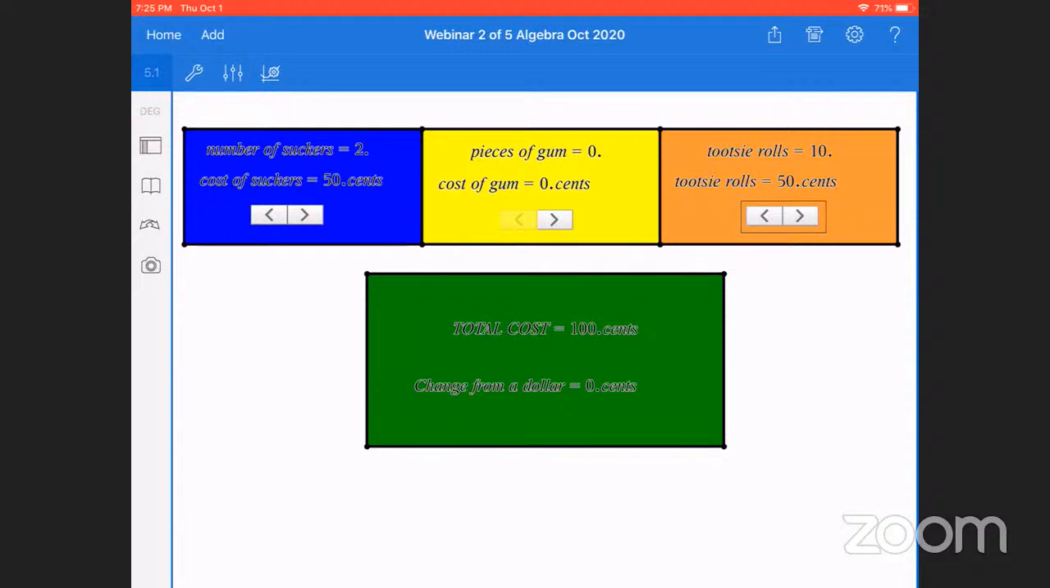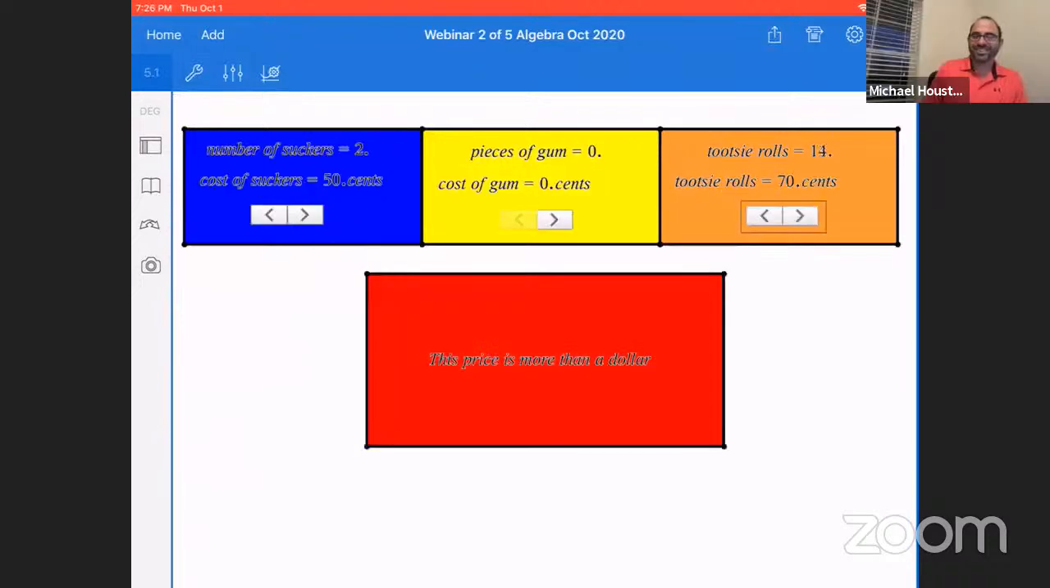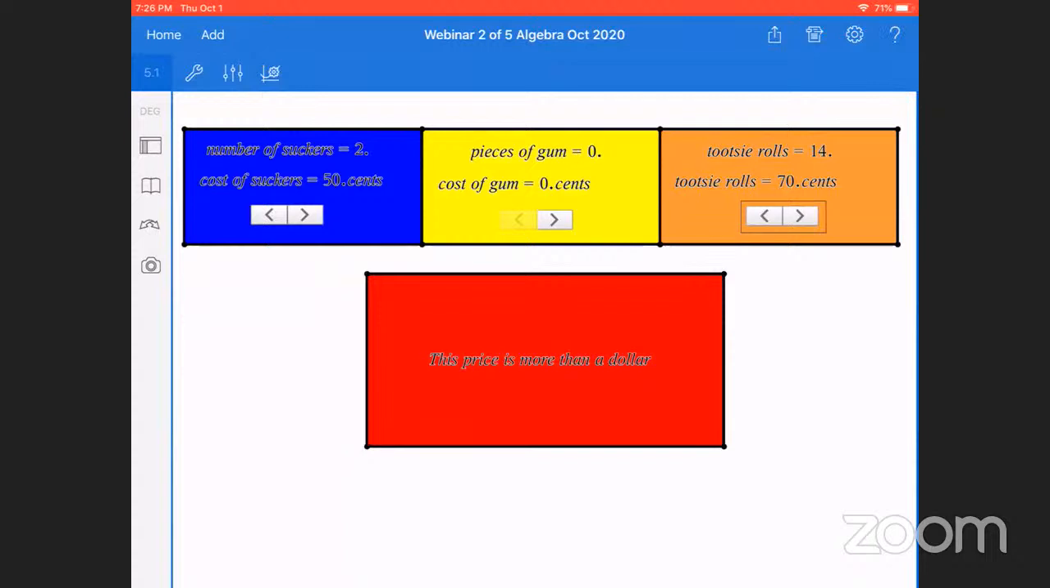But what's also cool about this is if you have overzealous students that are like, I'm going to get 20 Tootsie Rolls and 2 suckers. If they tried, notice what happens. That's so sad. Yes, this is more than $1. It turns red. Stop. You can't.